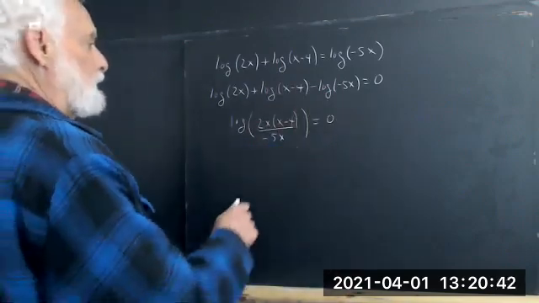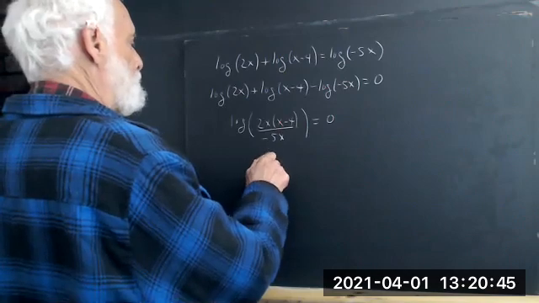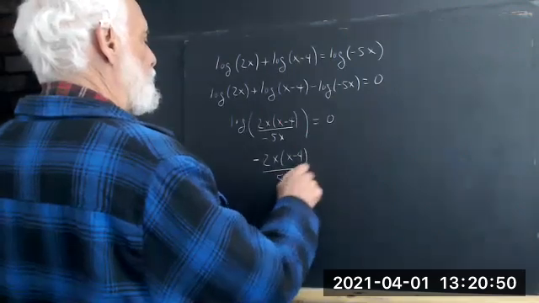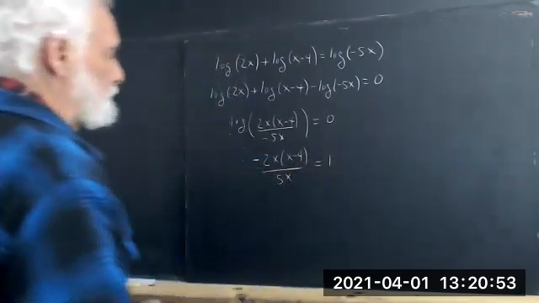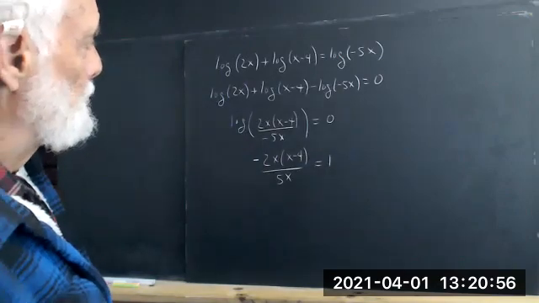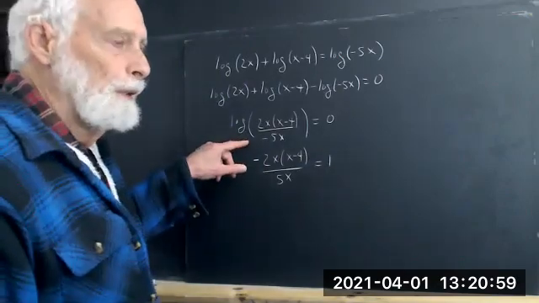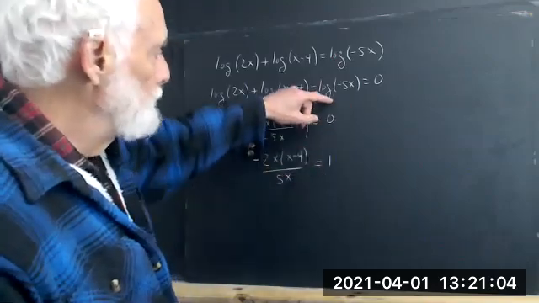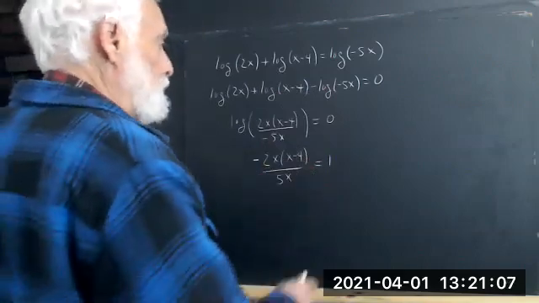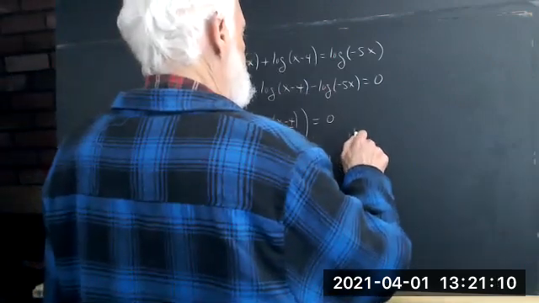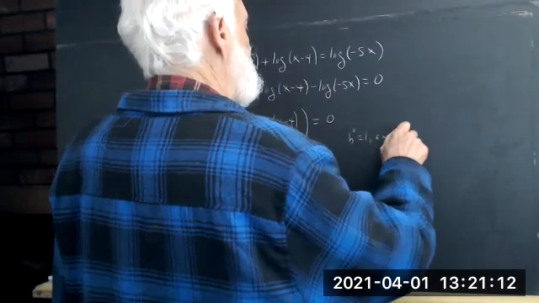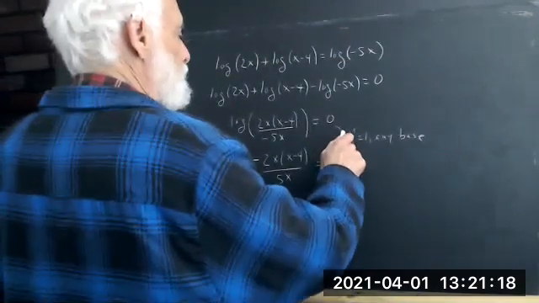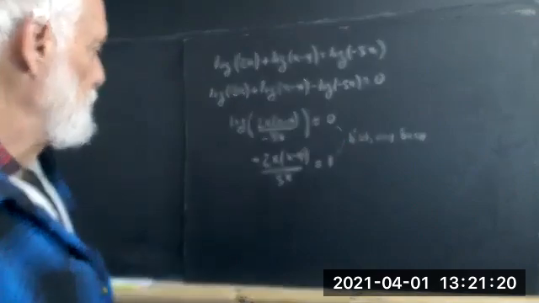So this tells us that negative 2x times x minus 4 over 5x equals 1. Now, if your log is base b, you know that we'd have this equal to b to the 0. No matter what b is, b to the 0 is 1. Okay, so let me just make a note here. b to the 0 equals 1 for any base.